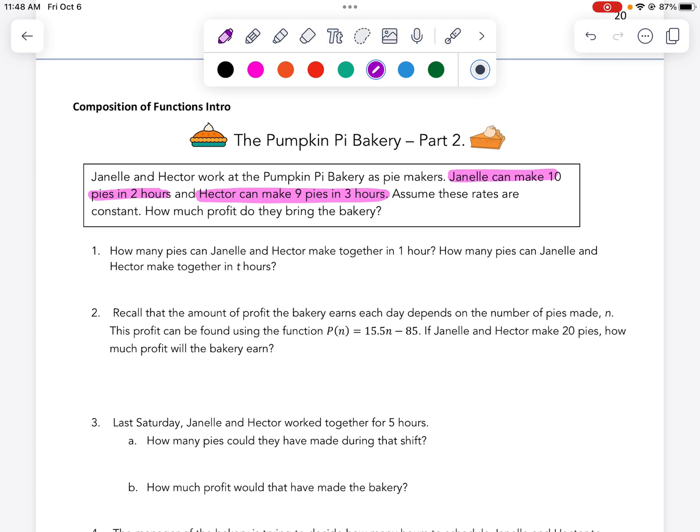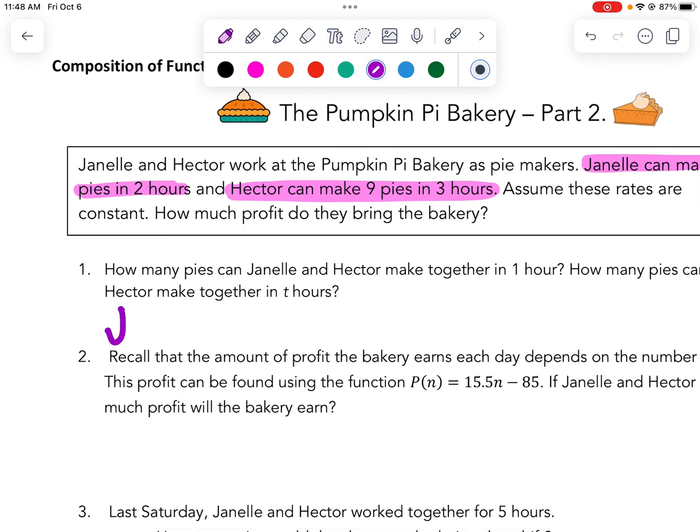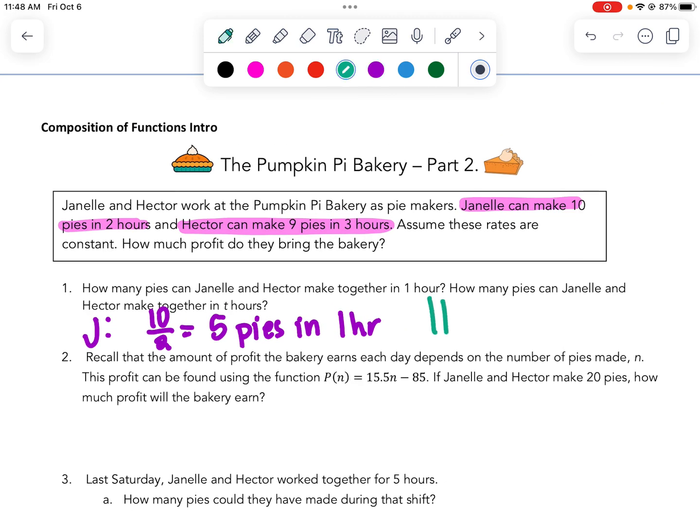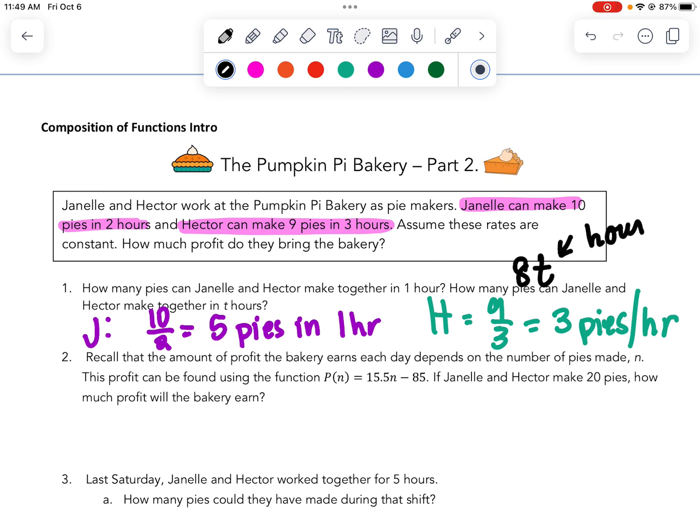Okay, so I think it'd be best to figure out how many pies per hour. So let's look at Janelle. She can make 10 pies in 2 hours, which is 5 pies in 1 hour. Okay, what about Hector? Hector can make 9 pies in 3 hours, which is 3 pies per hour. Okay, so then together in T hours, it's 8 pies every hour, so it'd be 8T, where T is the number of hours.